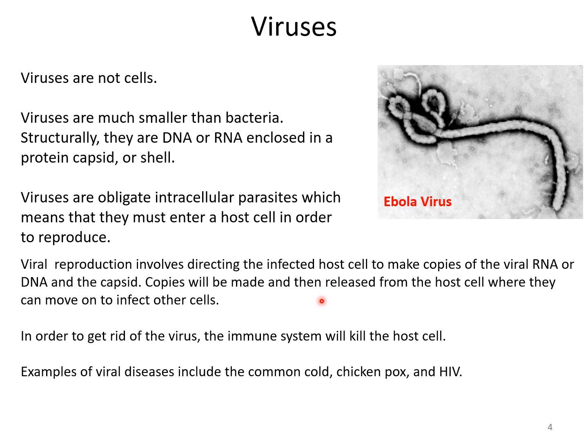So in order to get rid of the virus, the immune system has to kill the host cell. So our immune system would have to get rid of any of our cells that the virus has infected in order to clear the virus from our body. So examples of viral diseases include the common cold, chickenpox, and HIV.